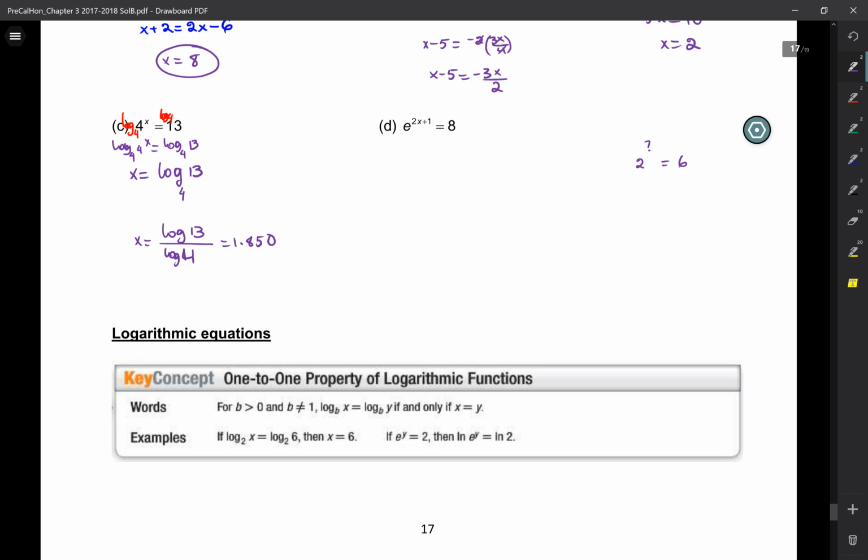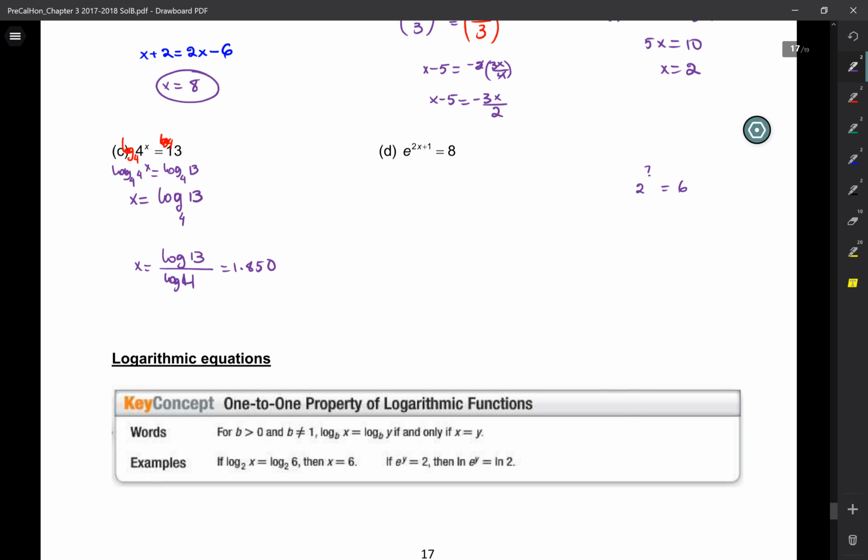In the case of this one, e to the power of what equals 2.8. So basically, look, the exponent is a logarithm, right? So here's what I'm going to do. Watch. The exponent is log base b of the number. The exponent in this case is what? 2x plus 1 is equal to, what's the base? E. Log base e is ln of 8.